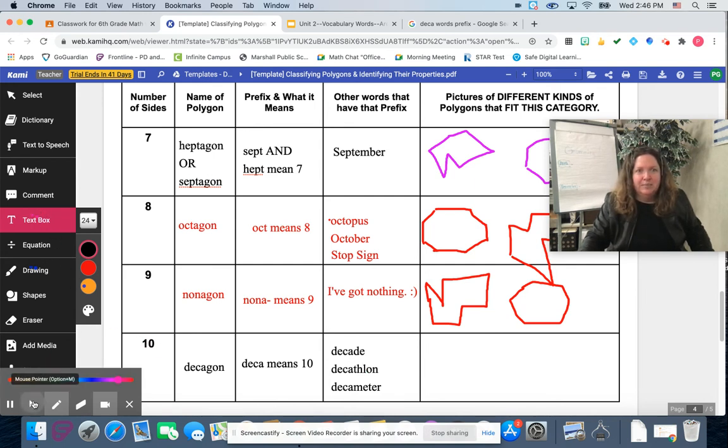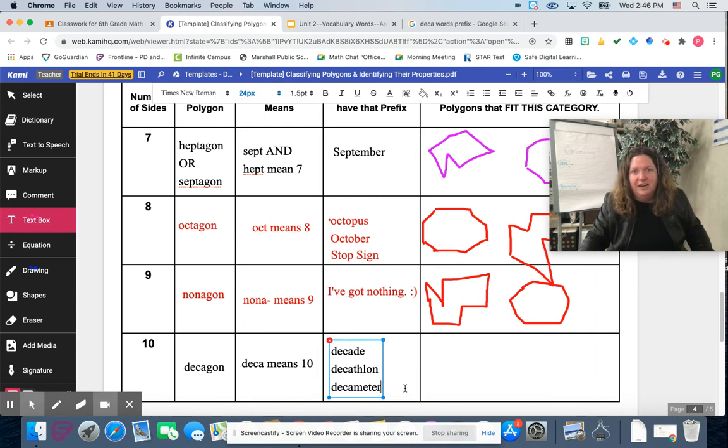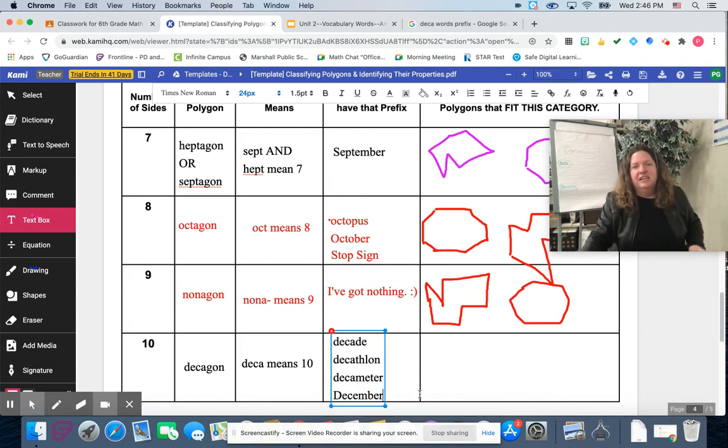So even though December, we got to go in and add this in. Oops, I'm going to click my pointer, then go in and do that. Even here, I've got to go in and add in the word December, even though December in our calendar is the 12th month. The name actually means the 10th month. So go ahead and draw in your decagons, your 10-sided shapes, and then we are all done.